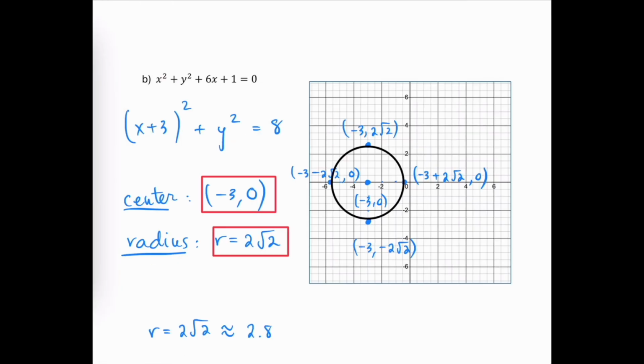So now we try to connect those outside ordered pairs with the circle, which represents the graph of this equation that was written in the general form.